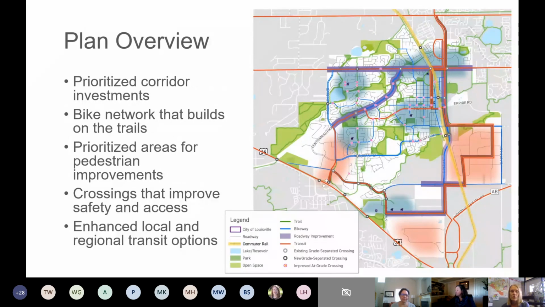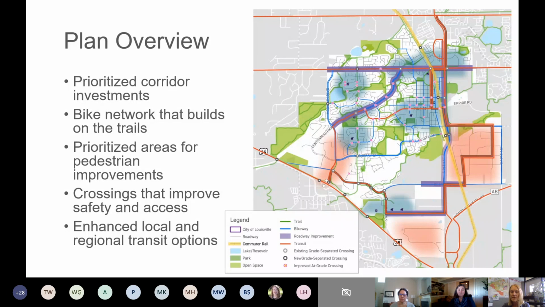So just as an overview of our plan and how it's laid out, we have prioritized investments in specific corridors. So we've identified our key corridors. Just to orient you to Louisville, at the north end, that main corridor that goes through from east to west is South Boulder Road. And South Boulder Road is one of our key corridors.